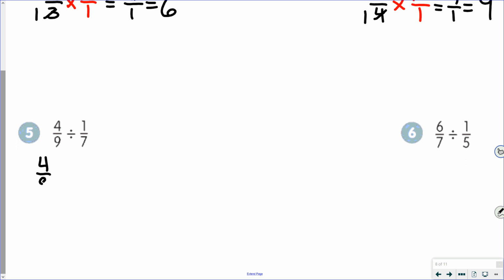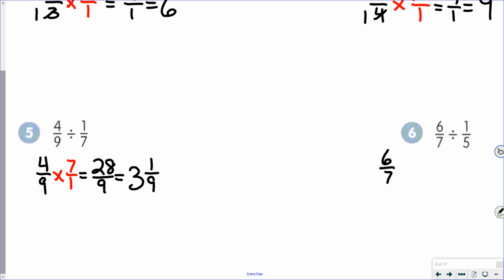Keep, times, turn. 4 times 7 is 28. 9 times 1 is 9. 9 goes into 28 3 times. 3 times 9 is 27. 28 minus 27 is 1. So we get 3 1/9.